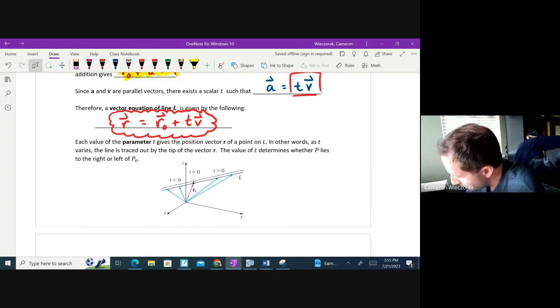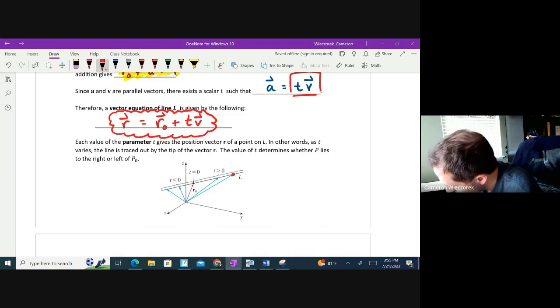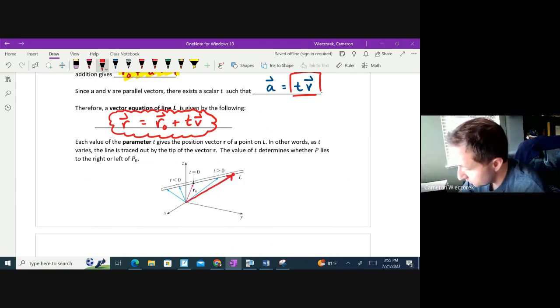So maybe if I pick a positive value of t, put a point on the line there in red, well, now I'm going to end up out here if I was to connect my vector r. But what if I pick a negative value of t? Well, maybe I end up here on the line. And so I can connect a vector to that point.